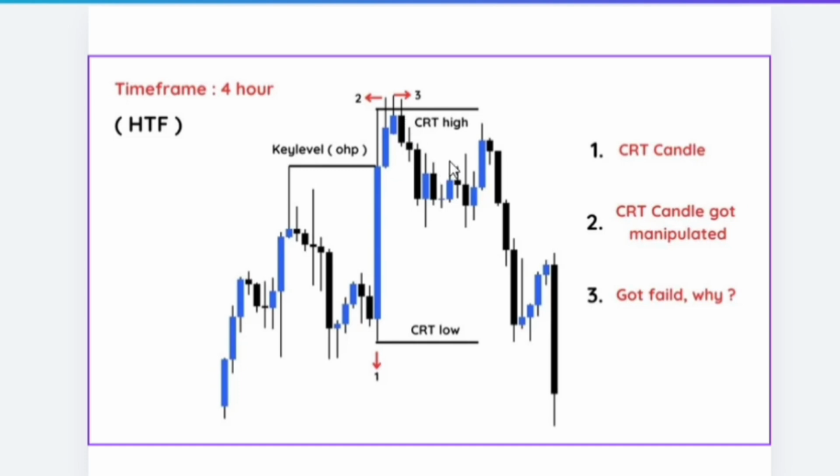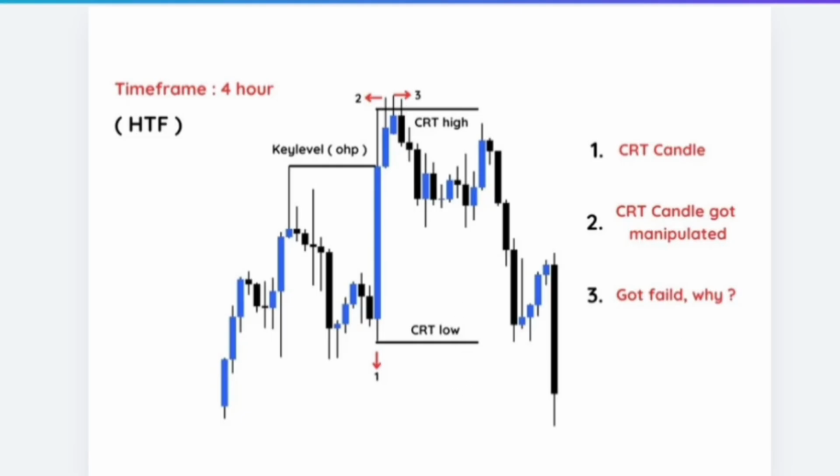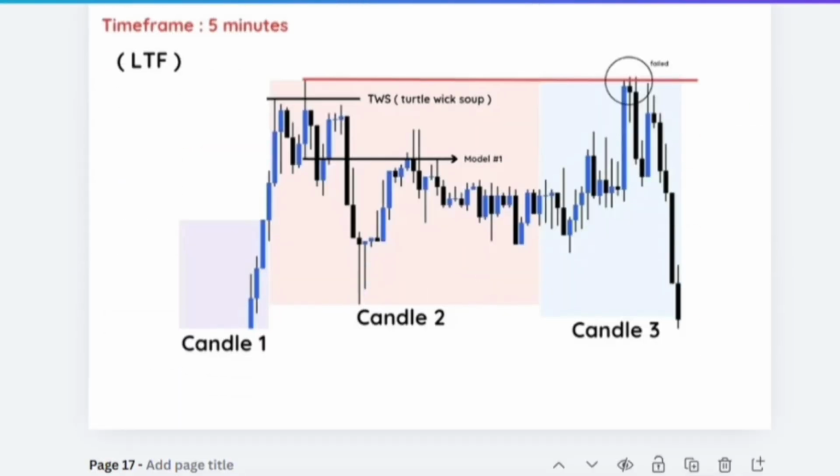After that sweep, price now starts rejecting to the downside. First of all, this is our CRT candle, and secondly, in this second example the CRT got manipulated with this particular candlestick, but it failed. After this manipulation, some of you might be stacking in your buys from here, and this particular candlestick will now come and take you out before even going to your respected area. Let me show it in the next example.